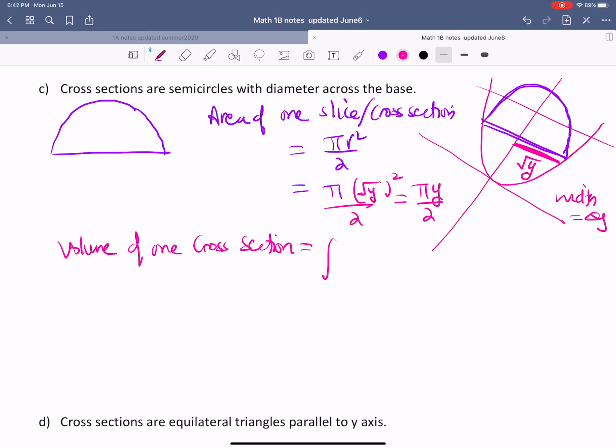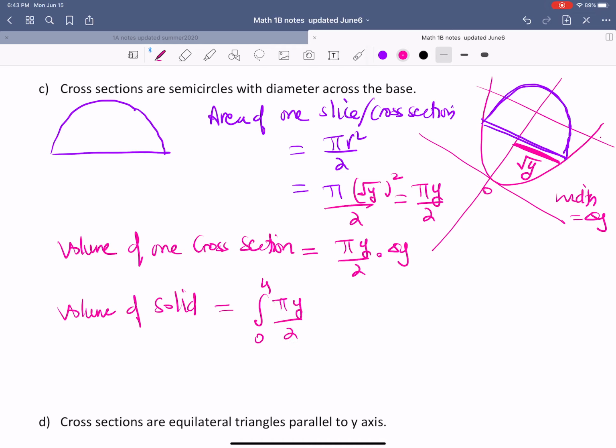The volume of one cross section, we don't need to integrate yet. We're just talking about one cross section. It would be pi y divided by 2 times delta y. And then we want the volume of the solid. Volume of the solid would be from 0 to 4 because that's where my cross sections are. They start at 0 and they go all the way up to 4. Pi y dy.